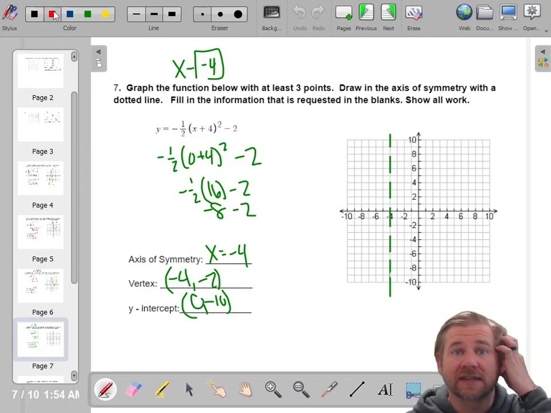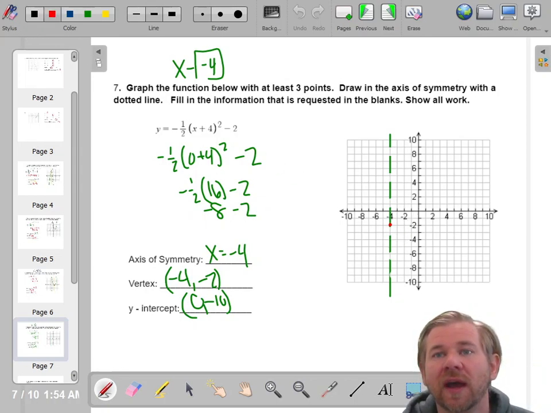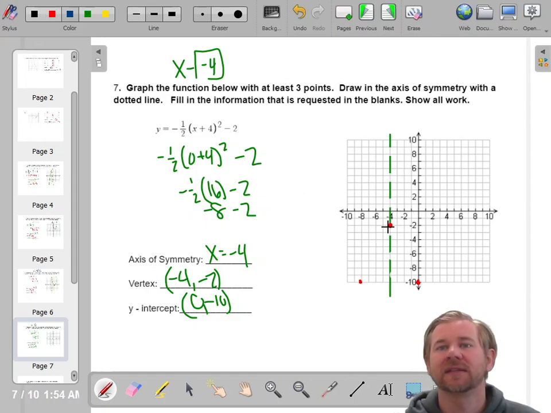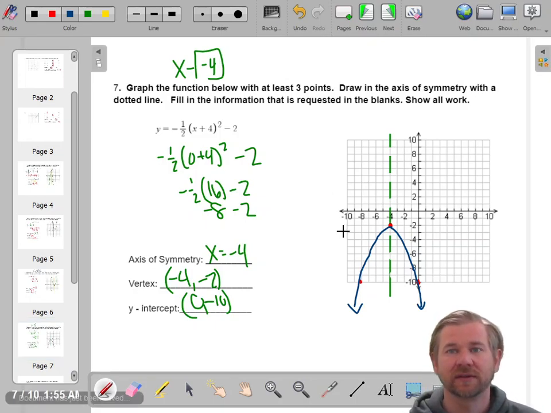All right, so I got the vertex at -4, -2, and then the y-intercept is -10, and I am 4 to the right, so I'll go 4 to the left, and I got my parabola like this. And if I said, where are the x-intercepts in this problem? There are no x-intercepts. If you try to solve it, you would get complex zeros.